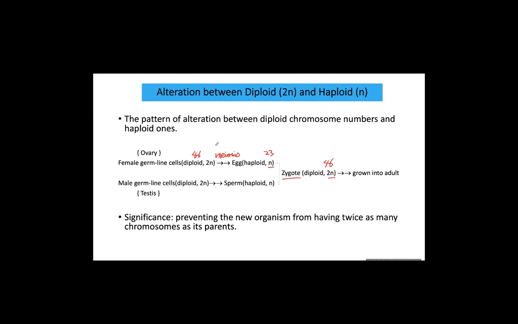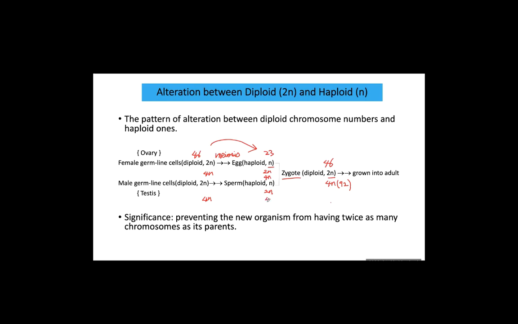Why does chromosome number need to be reduced in half? Think about that. After meiosis, if chromosome number is not reduced, maybe it maintains 2N. The same thing in male germline, 2N. Then your zygote will have how many? 4N. So in other words, 92 chromosomes inside the cell. When this adult grows up, and the next generation, this person has 4N, and the other partner also has 4N. If there's no reduction in chromosome number, then the gamete will also have 4N.